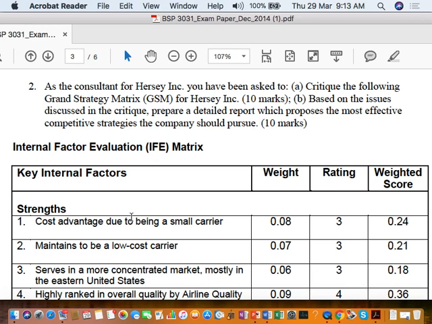So the IFE, I got grants, so this should be IFE, sorry. This should be a grant strategy, this is the IFE. So here it says, as the consultant for Hersey Inc., you have been asked to critique the following IFE, internal factor evaluation matrix, and based on the issues discussed, critique and prepare a detailed report which proposes the most effective competitive strategies the company should pursue. Remember, folks, they said prepare a report, not prepare an essay. It's a report, which puts it in a different context.